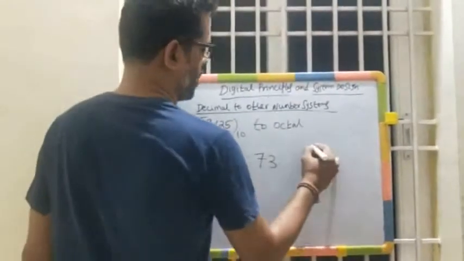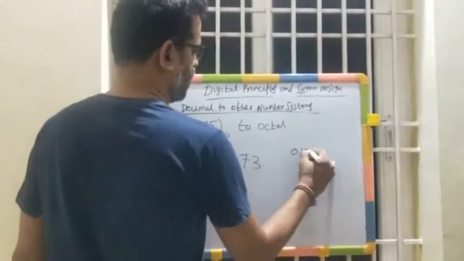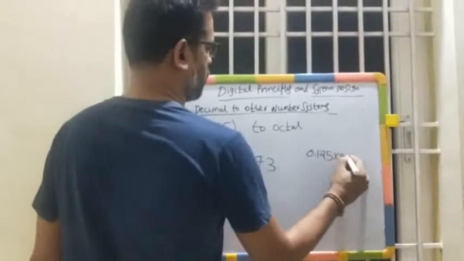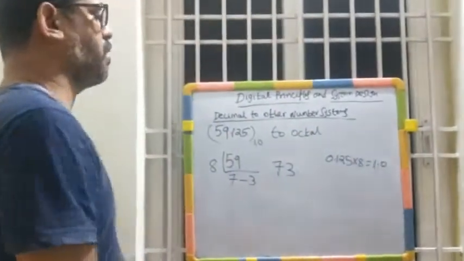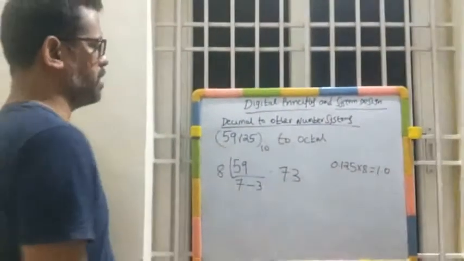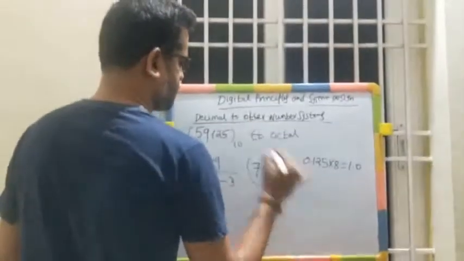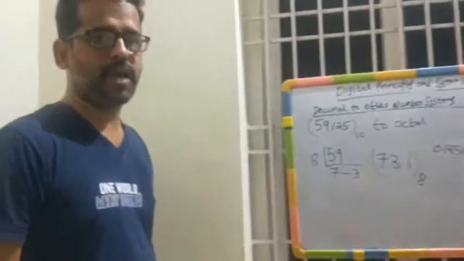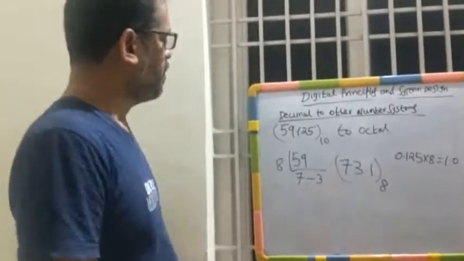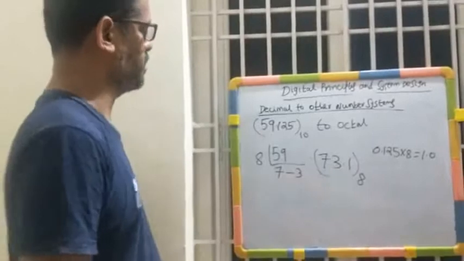Now for the fractional part we need to multiply by 8. 0.125 into 8 is nothing but 1.0. So we have got the whole number in the first step itself. So the result would be 73.1 base 8. We'll repeat with the hexadecimal number.